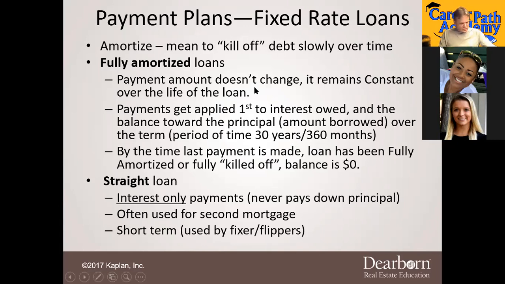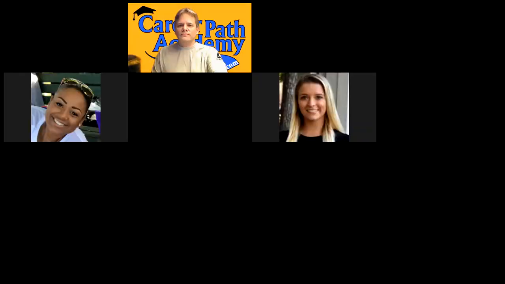Okay, so let's go to the second bullet point under fixed rate loans now. We already did that fully amortized means kill off. It means fully killed, right? A fully amortized loan is a loan that has been fully killed. Bear with me, I've got to open my notes here too.